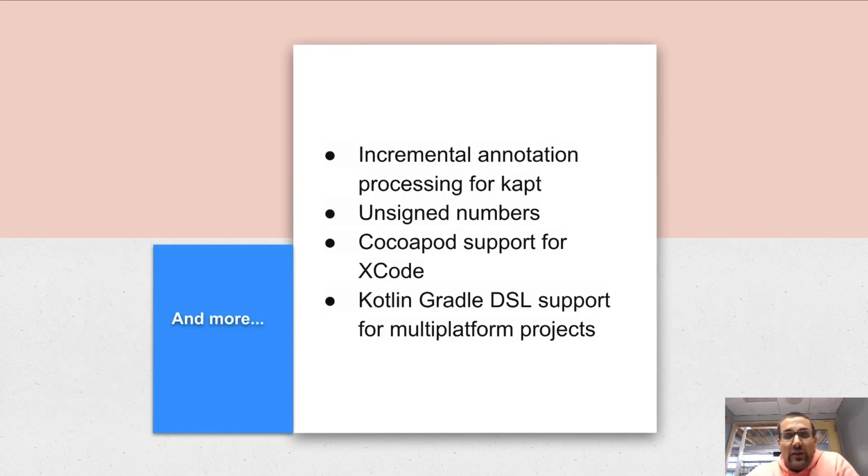And then there's been a lot of other things come out in Kotlin language-wise. We have incremental support for kapt now, which is a big deal if you're in an Android project with a lot of annotation processors and you're using Kotlin. We have unsigned integers now. We have CocoaPods support for Xcode and Kotlin multi-platform projects. The Kotlin Gradle DSL works better for multi-platform projects now. We have a lot of new tooling inspections, lint warnings.